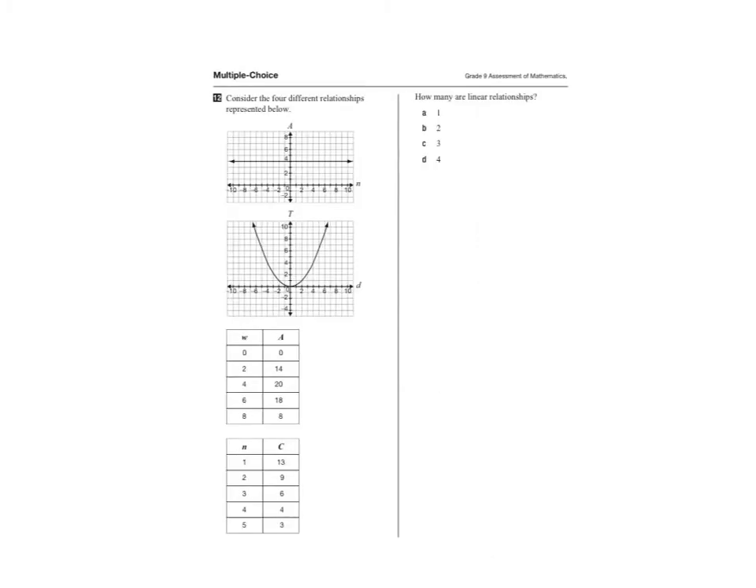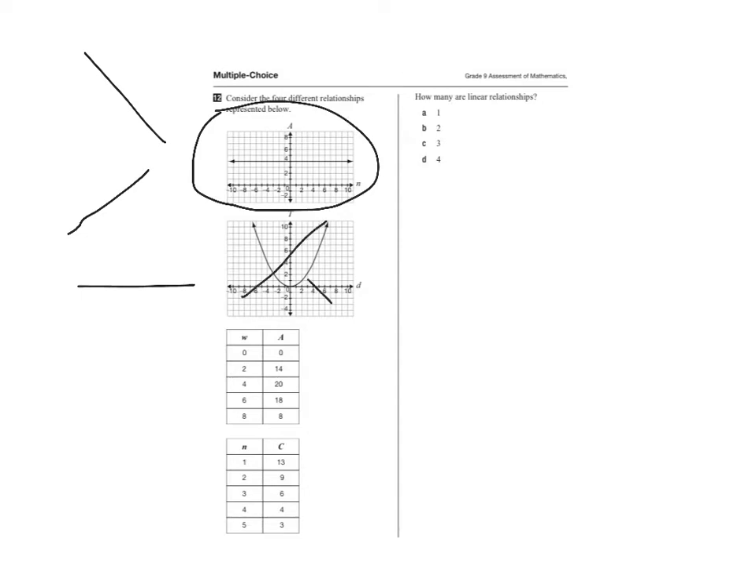This question is asking us to find which of the four relationships are linear. And when you're looking for a linear, you're looking for a straight line. So it could be this way, or this way. So I know that this right here is linear. This is not. When it comes to tables, I'm looking for first differences that are the same.